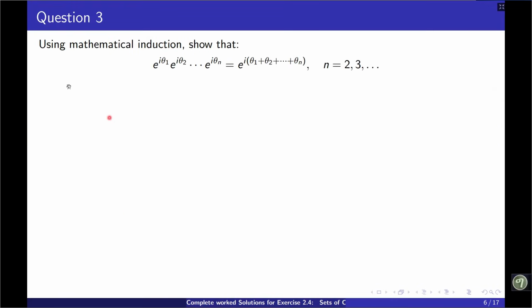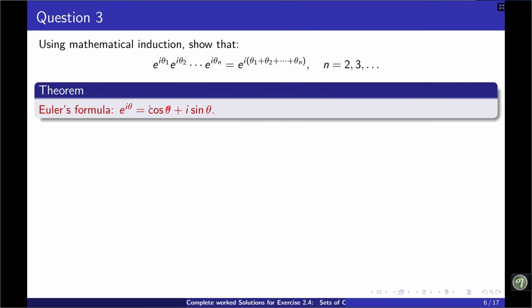Question number 3. Using mathematical induction, we are asked to show that e to the power of iθ1 times e to the power of iθ2 times up to e to the power of iθn is equal to e to the power of i times (θ1 plus θ2 plus θ3 and so on), for n running from 2 to any number of angles n.